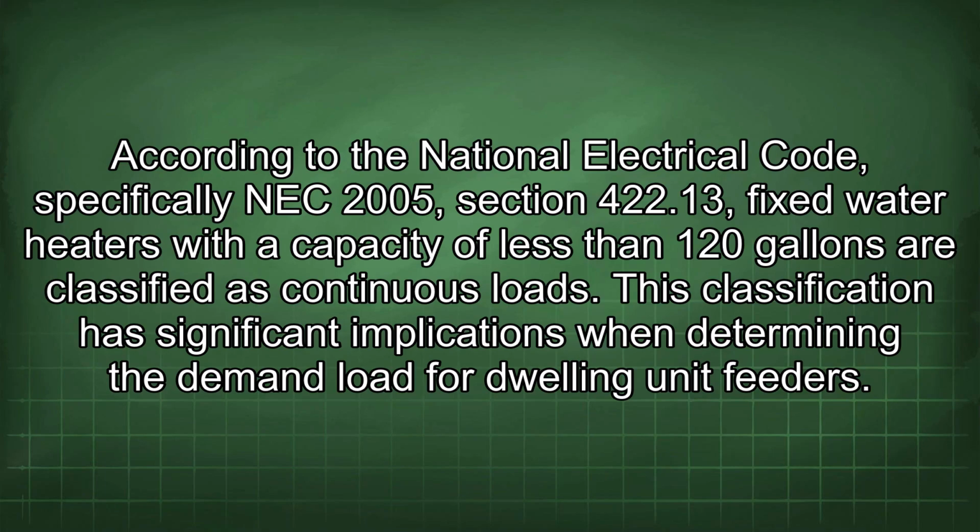According to the National Electrical Code, specifically NEC 2005, Section 422.13, fixed water heaters with a capacity of less than 120 gallons are classified as continuous loads. This classification has significant implications when determining the demand load for dwelling unit feeders.